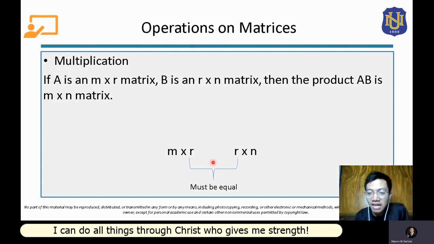And the size of the product of these two matrices will be determined by the number of rows of the first matrix and the number of columns of the second matrix. So this will indicate the size of your product AB. The size of the product AB will be M by N. So that's how you multiply matrices.